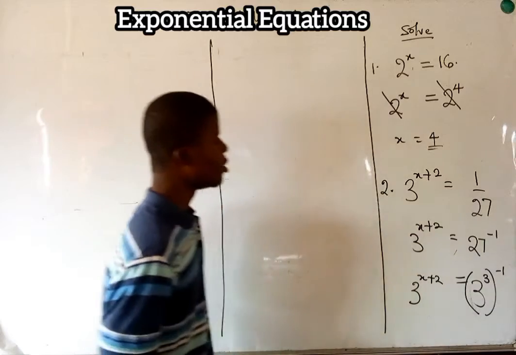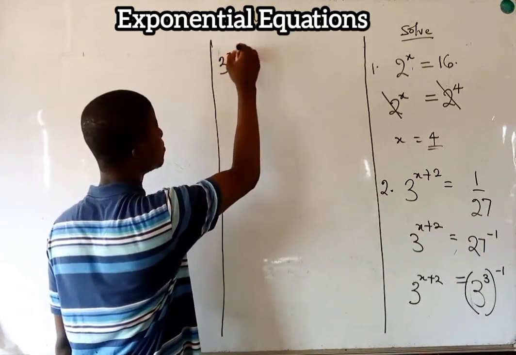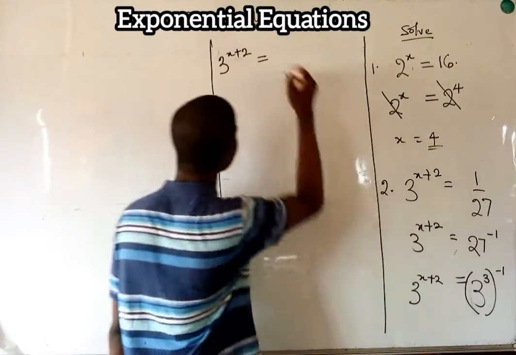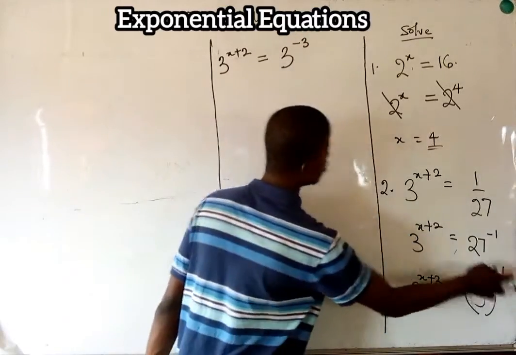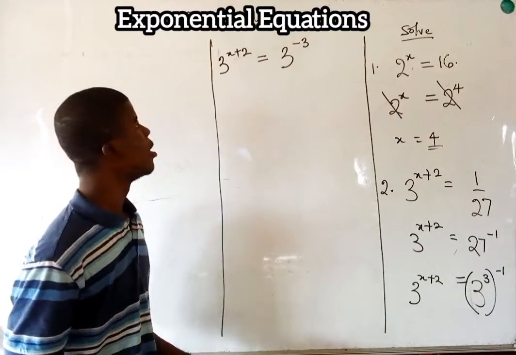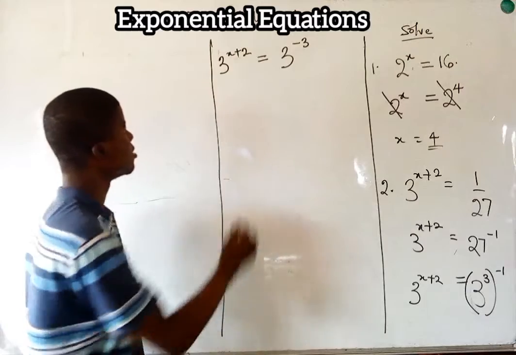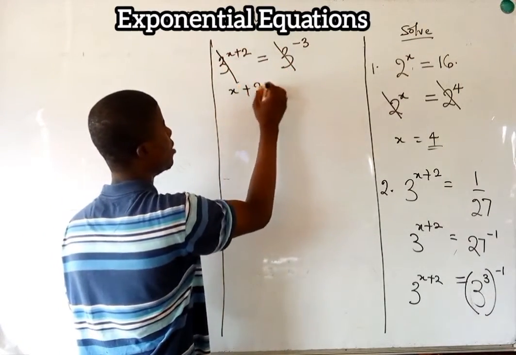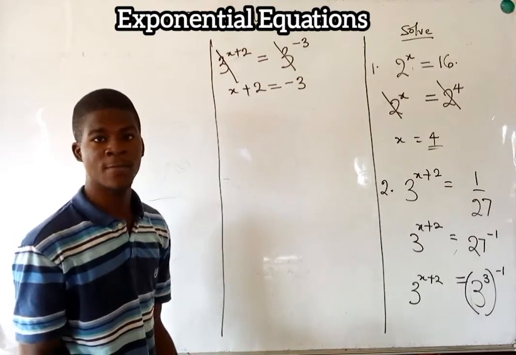So, based on the law of indices, 3 to the power of x plus 2 is equal to 3 to the power of 3 times minus 1. That's 3 raised to the power minus 3. 3 times minus 1 is minus 3. And based on what I told you just now, if the bases are the same, equate the powers. So right here, the bases are the same, I'll cancel them out, so that x plus 2 is equal to minus 3.